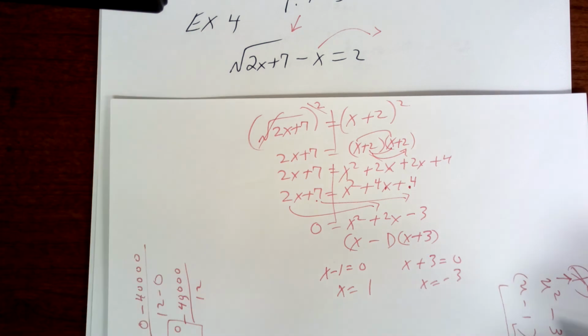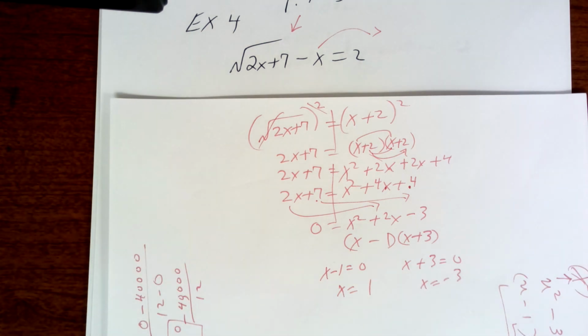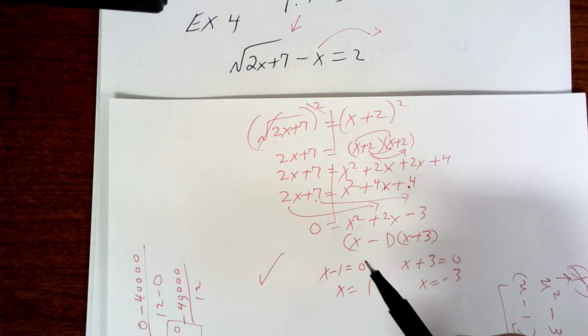So let me go to that page as well. Let's take a look at it. 1.2.3, example 4. And they have a negative 3 and a positive 1, and that's what we have right there. Okay? All right. Let's see what else we got to do.